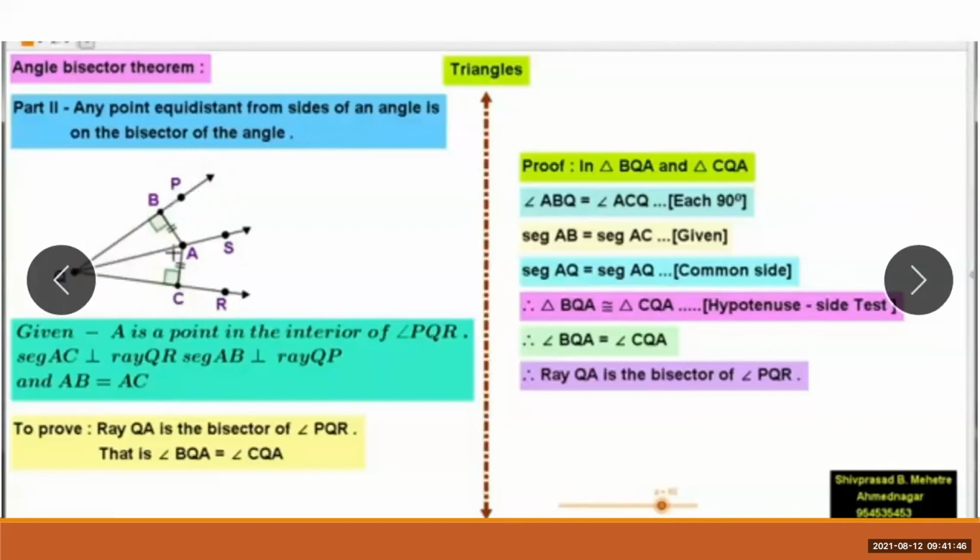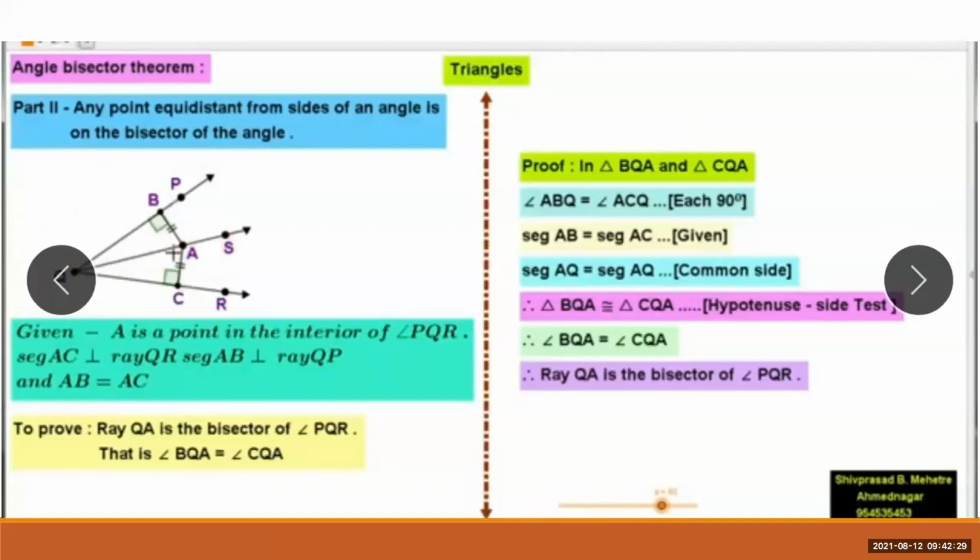Now A is a point in the interior of angle PQR. So this is angle PQR, and point A is interior of angle PQR, meaning inside the angle. The point is here, that is point A, an interior point. If the point is on the exterior side of the angle, on the outside of the angle, then that will be exterior. So point A is an interior point.